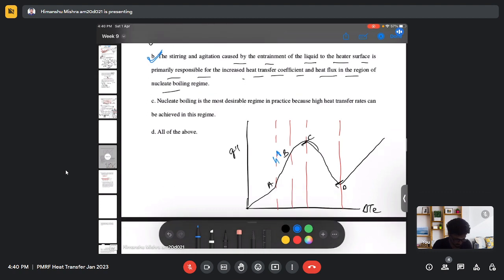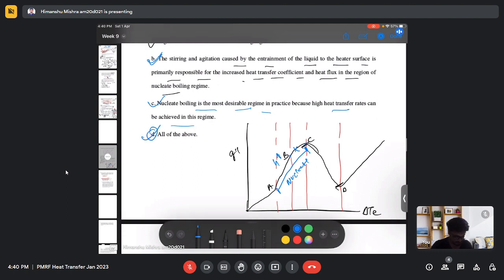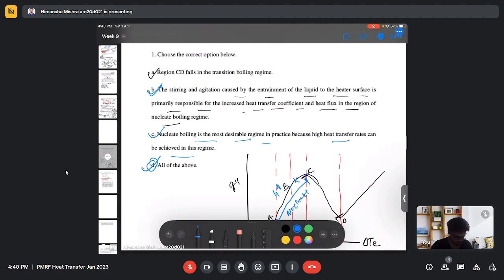And statement C is nucleate boiling is the most desirable regime in practice because high heat transfer rates can be achieved in this regime. That is also true. Basically my highest heat transfer coefficient lies somewhere between point B and C, and therefore to conduct a high heat transfer due to convection, my nucleate boiling regime is favorable. So my option D is correct, which is all statements above are true. So let's move to the next question.